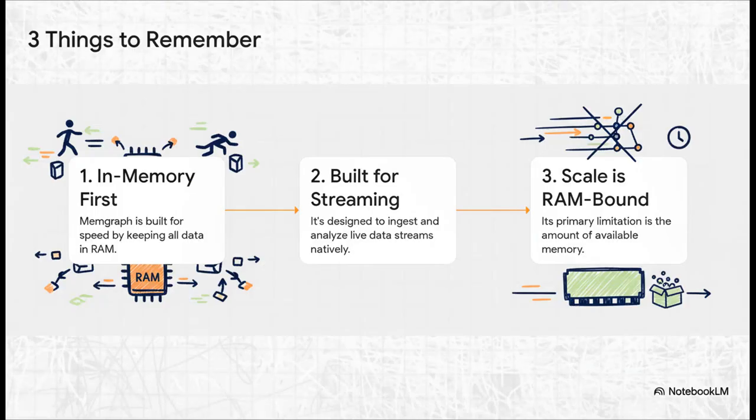And that central question really breaks down into these three essential points. One, it's in-memory first. That is the source of all its power. Two, it's built for streaming. It's designed to drink from a fire hose of live data. And three, its biggest strength is, in a way, also its biggest weakness. That incredible speed is directly limited by how much RAM you can afford to throw at the problem.